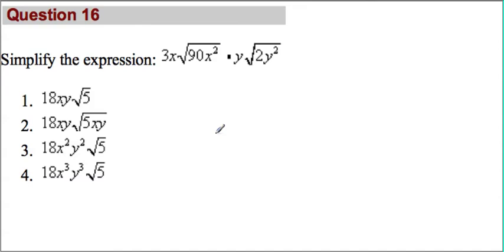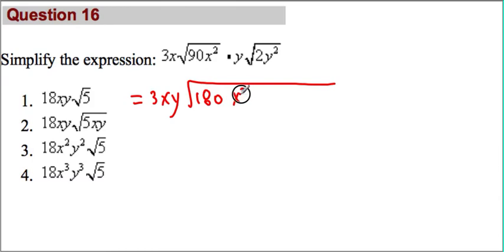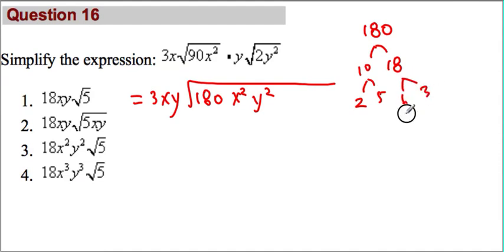Number 16. We're going to do exactly the same thing. Outside by outside, we end up getting 3xy. How about inside? 90 times 2 becomes 180, x squared and then y squared. Let's break down 180. We get 10 and 18. 2 and 5. 6 and 3. 2 and 3. So in fact, that's equal to 2 squared times 3 squared times 5.